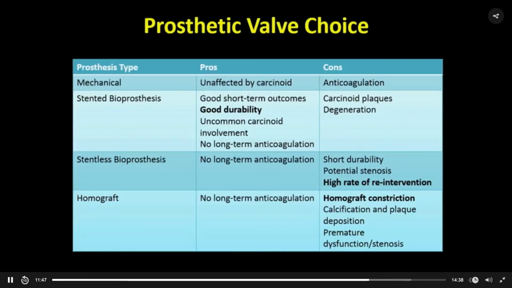When you are choosing a tissue valve, the stented varieties tend to be favored, and the reason for that is that they overcome some of the issues that we see with homografts, which don't have that rigid structure and can actually be constricted by annular fibrosis from the disease itself.